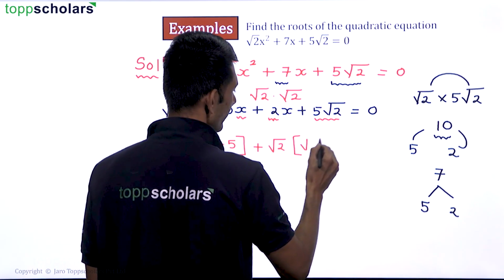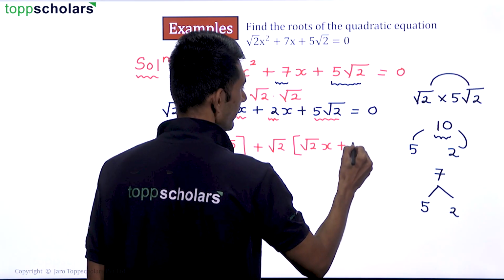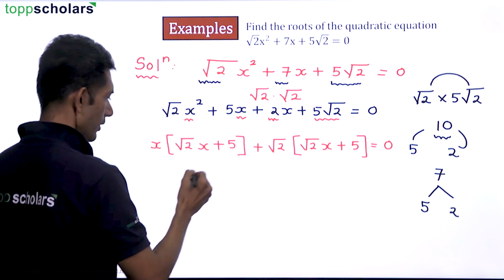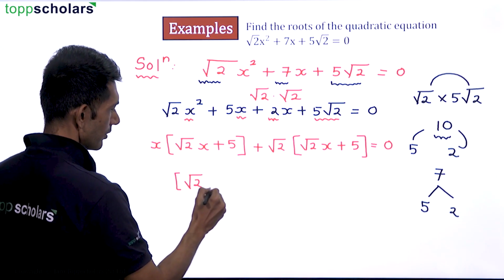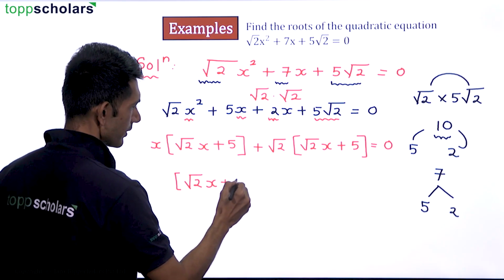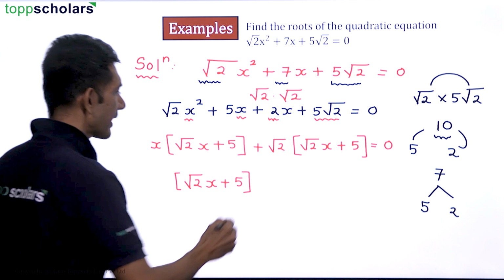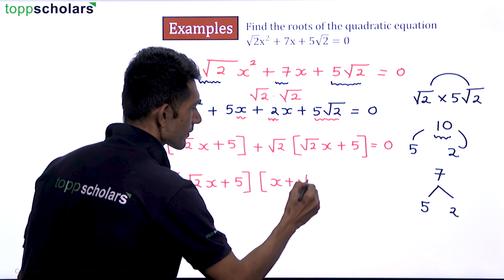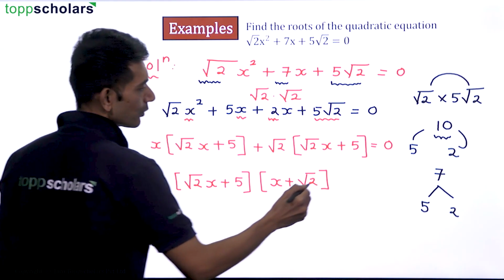So root 2x plus 5 is equal to 0. So here I get root 2x plus 5 and in the other bracket I get x plus root 2 equal to 0.